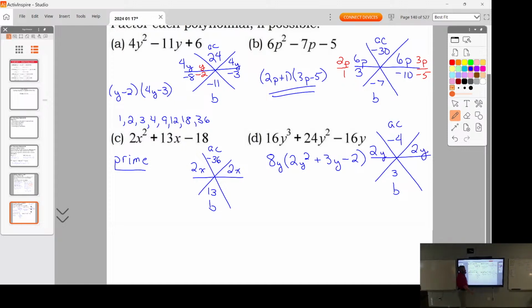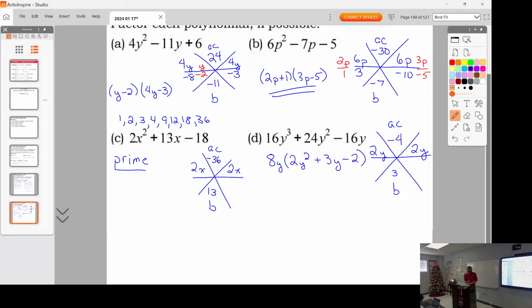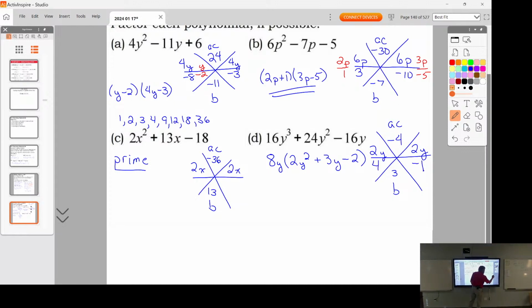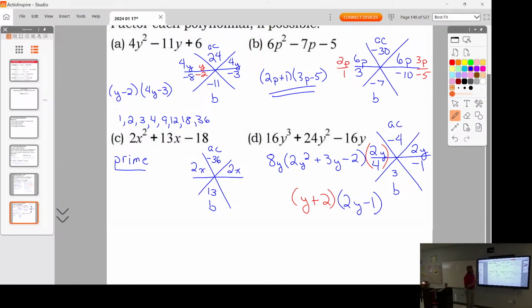Can you think of two numbers that multiply together to get -4? But when you add them together, you get 3. 4 and -1. Order doesn't matter. 2y minus 4. 2y and 4 reduce to y plus 2. The 2y minus 1 does not reduce. Is that my answer? Got to write down the 8y.